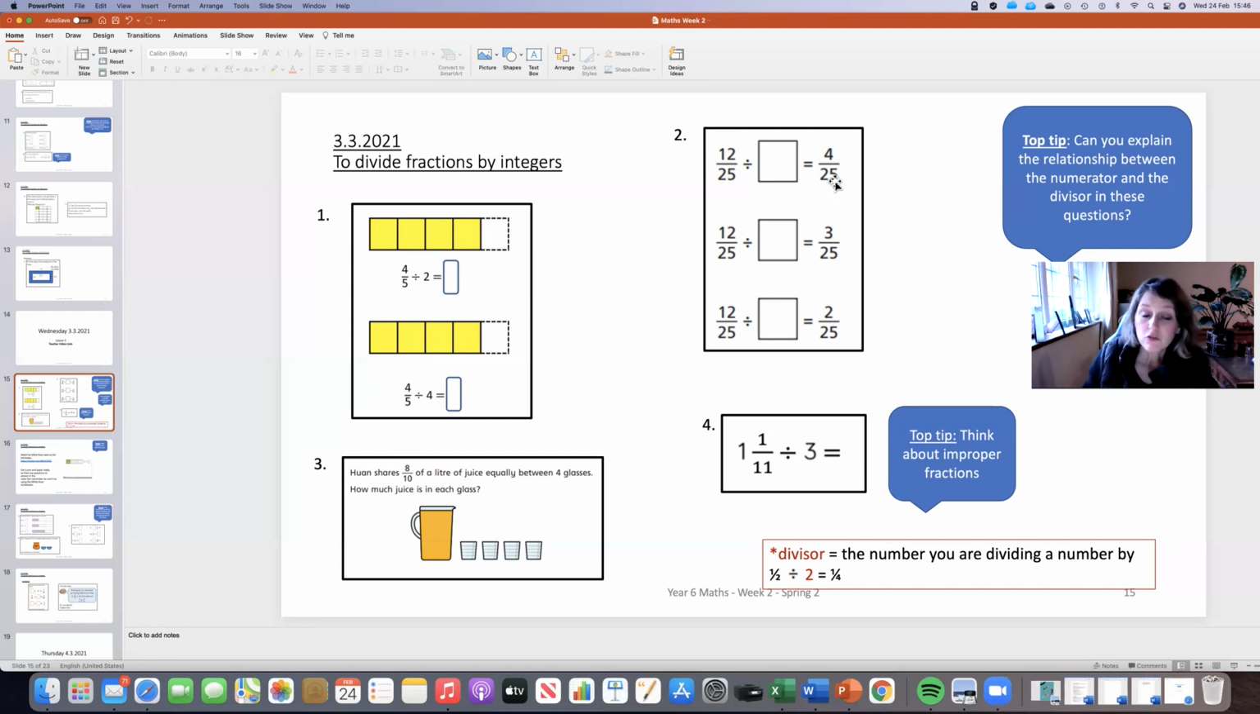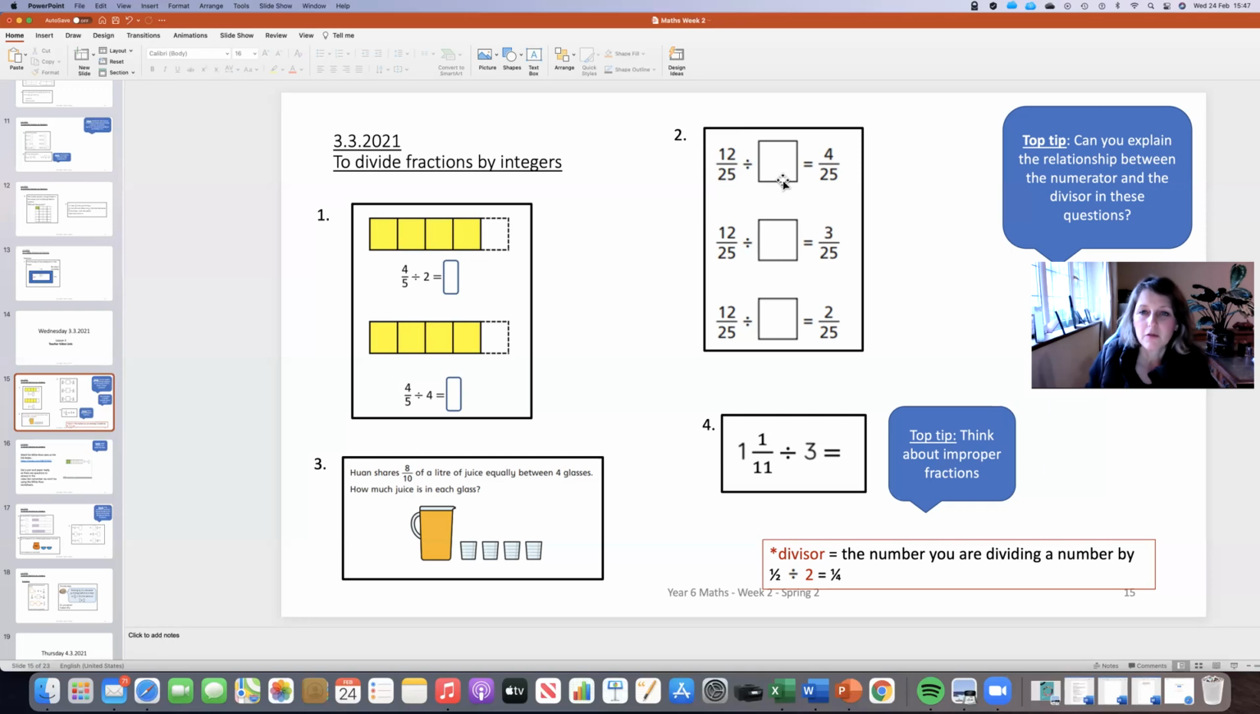Question 2, just to make it a little bit more challenging, you've got to work out what the divisor is. So we've got the answer here, 4/25. Therefore, what has 12/25 been divided by? Well, you know it's going to be a number. How many 4s are there in 12? 3. Let's see, does that work?